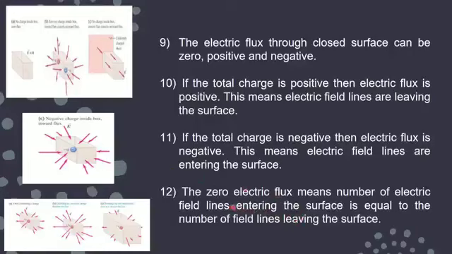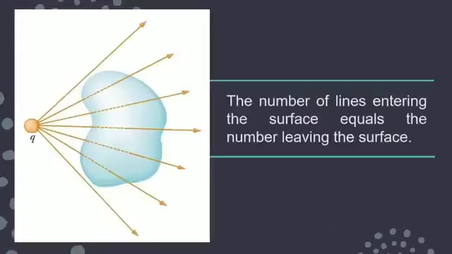Zero flux means the number of electric field lines entering the surface is equal to the number of field lines leaving the surface. This will be more clear with this diagram, I think. If I keep the charge here, and this is some surface with me, then field lines are entering into the surface as well as leaving the surface. So total flux through this surface will be equal to 0. So flux can be 0, positive and negative.